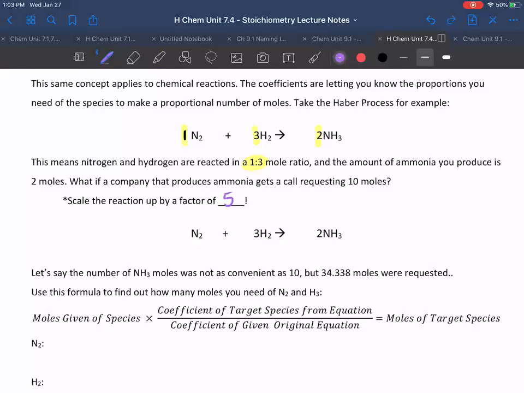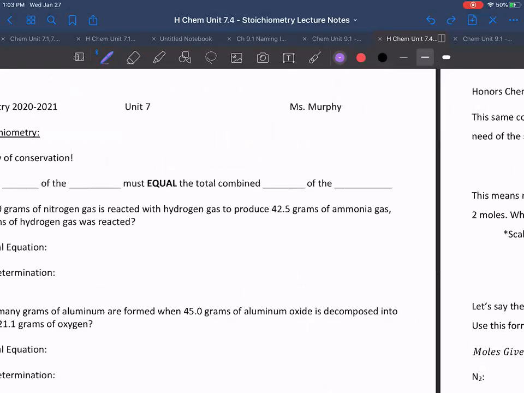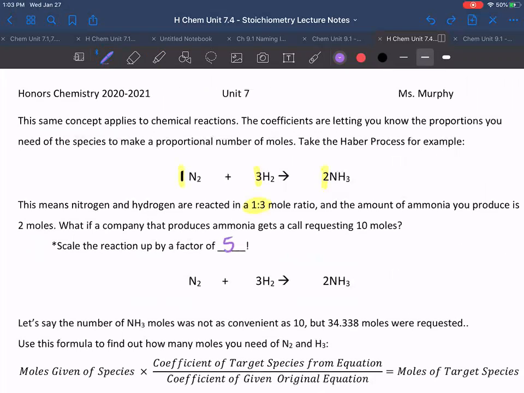That's of the reactants going in. But right now we're focusing on the moles of ammonia. That's our product. So think of the 1 and 3 being the eggs, the milk. Yeah, exactly.